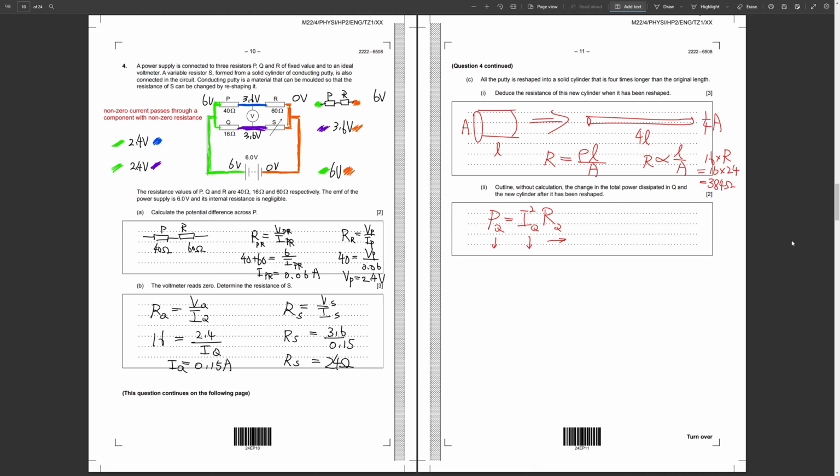And you may give your answer as follows. The power dissipated at Q is reduced because the current in this branch is reduced, following the result of P equals I squared R.